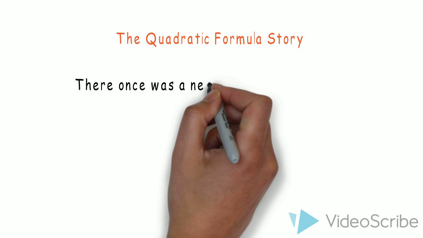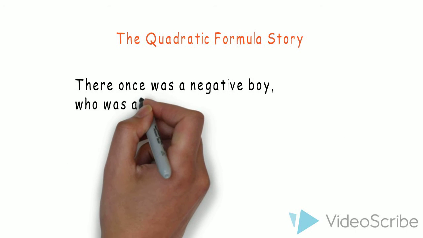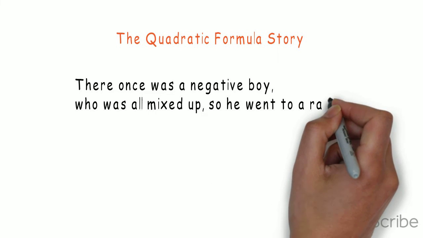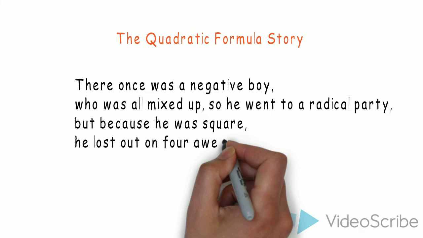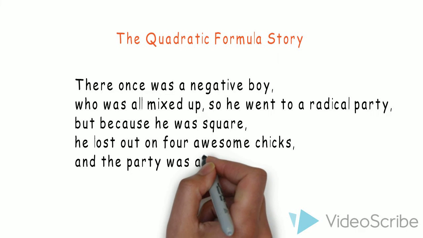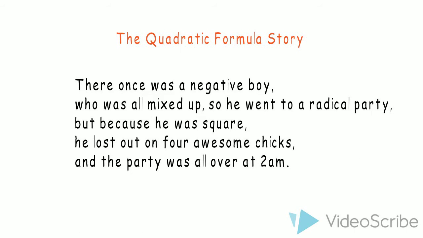The quadratic formula story. There once was a very negative boy who was all mixed up, so he went to a very radical party. But because he was such a square, he missed out on 4 awesome chicks and the party was over at 2 a.m.